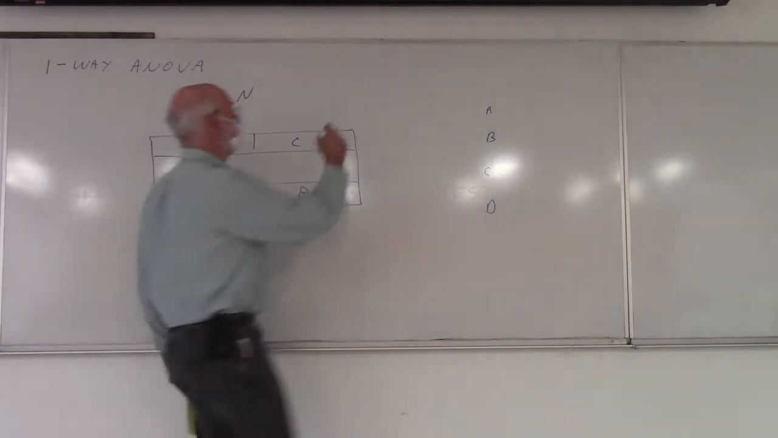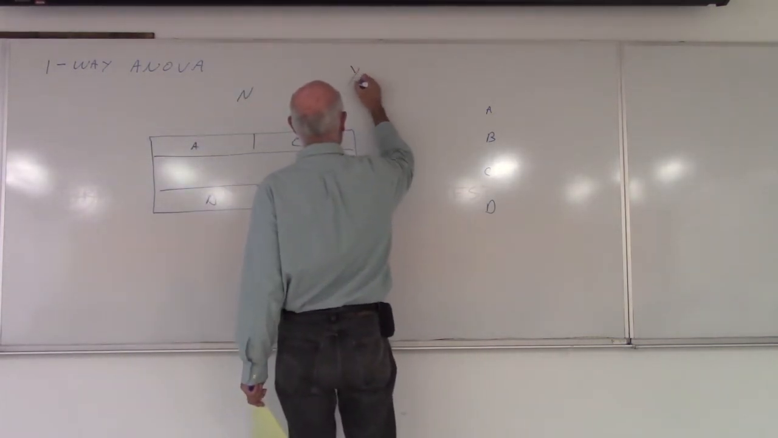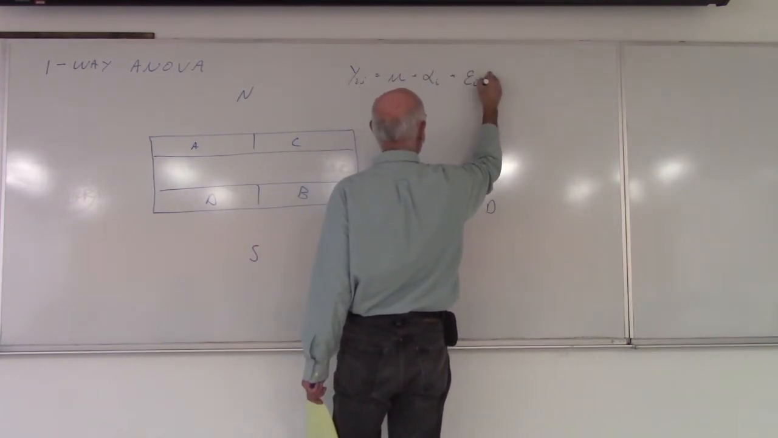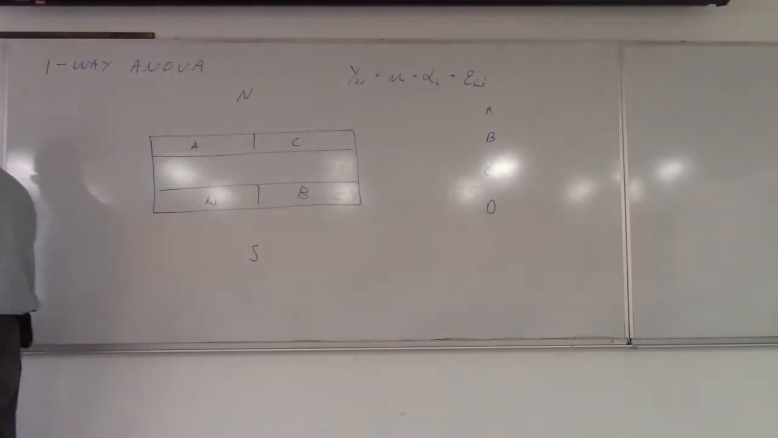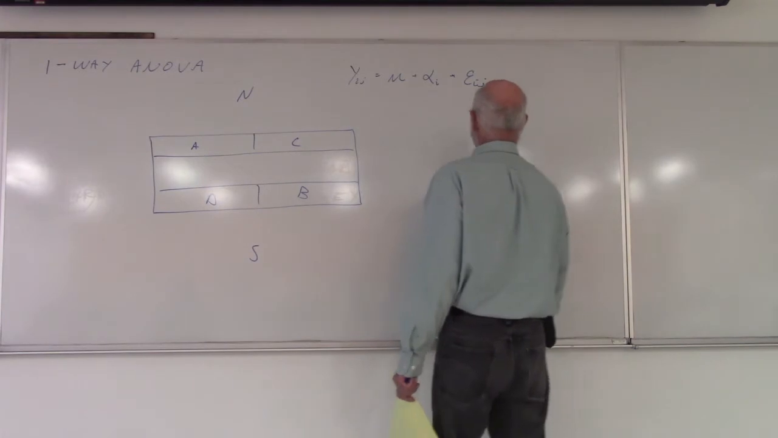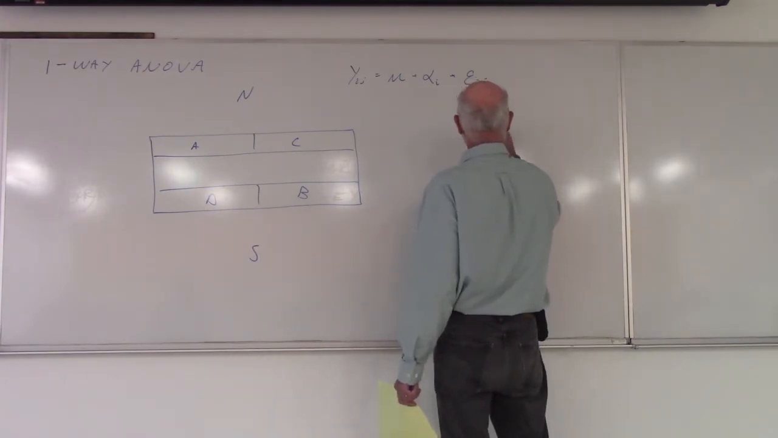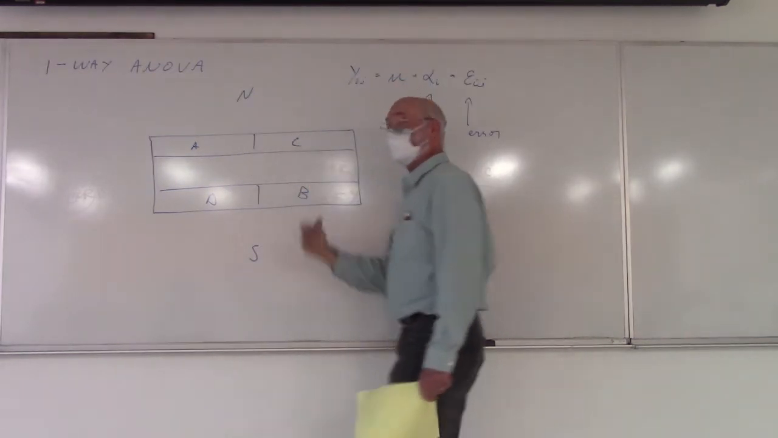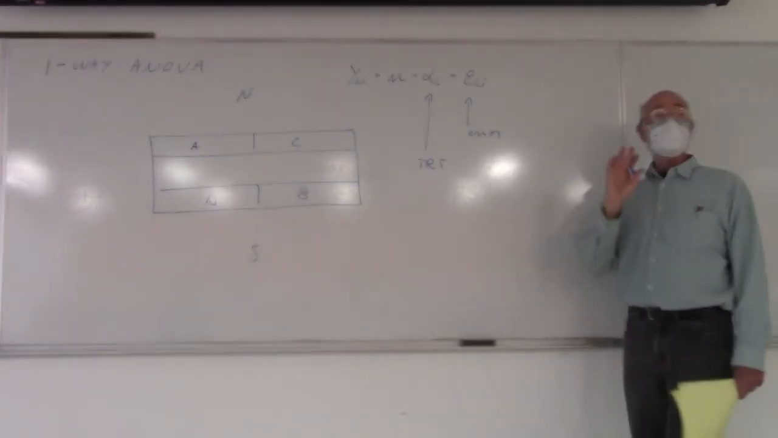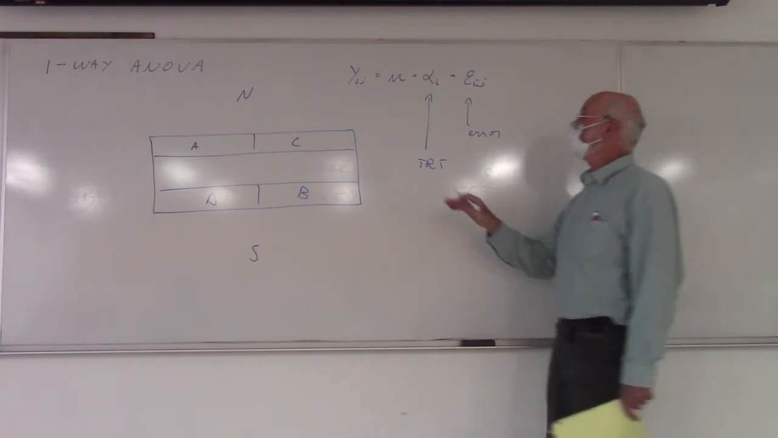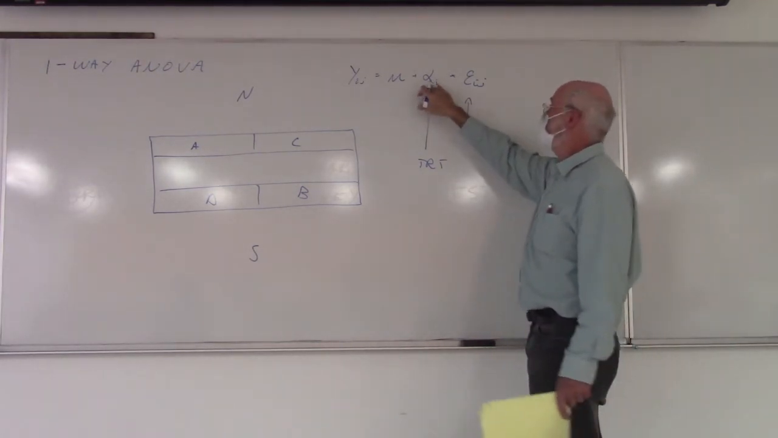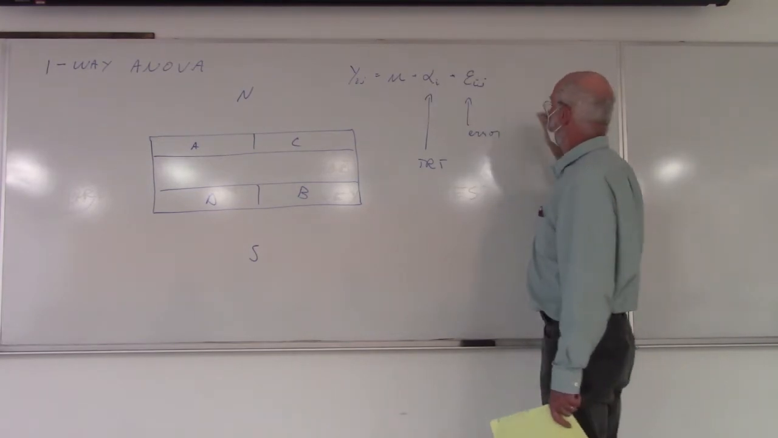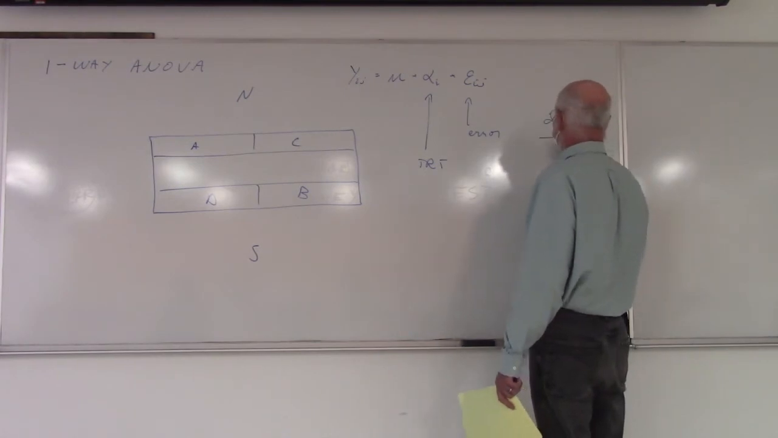Remember what we're doing. We're thinking about y_ij equals mu plus alpha_i plus epsilon_ij, where this is the error and this is our treatment. So that's our treatment, A, B, C, or D. And what's the statistical test that we're doing? We're looking at this compared to that. In some sense, not exactly, but very simply, we're comparing those two.